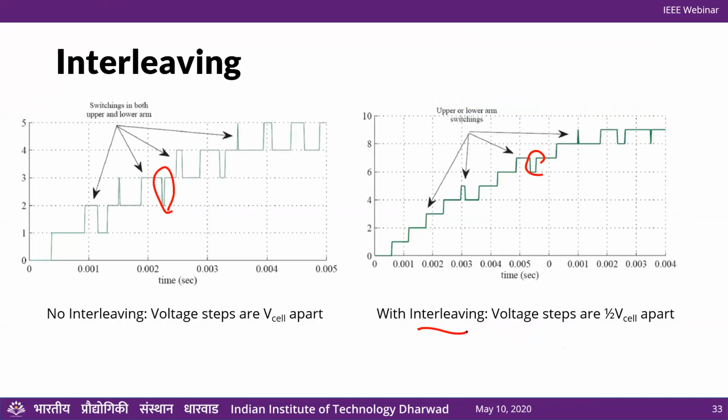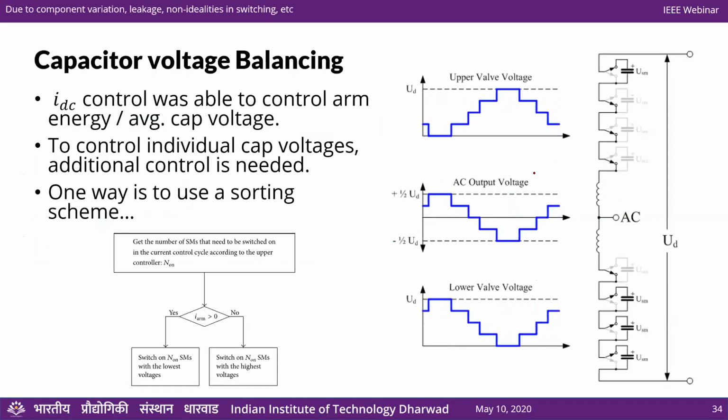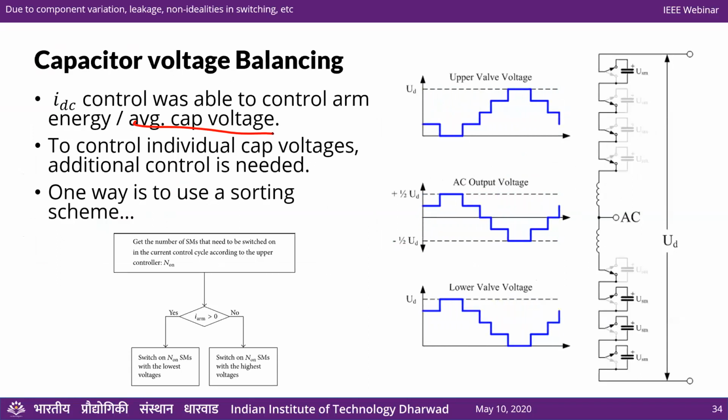Essentially, let's say we are at this point, the modulation scheme says that we need to switch on one module. At this point, for instance, we want to switch off one module. But which module should be turned off? That is determined by our capacitor voltage balancing criteria. So just to recall, IDC control, the DC current control that we did, was able to control the average capacitor voltage. So we've got the average under control, but changes in individual capacitors from that average also need to be controlled. So the easiest is what is called a sorting scheme.